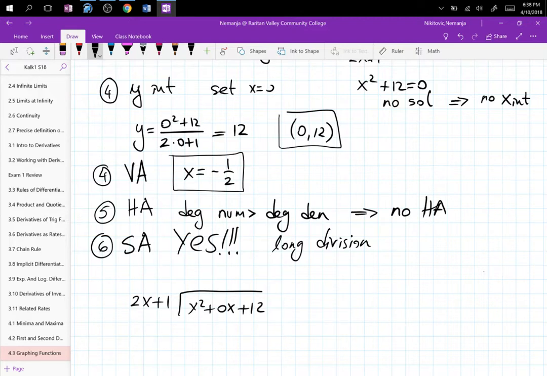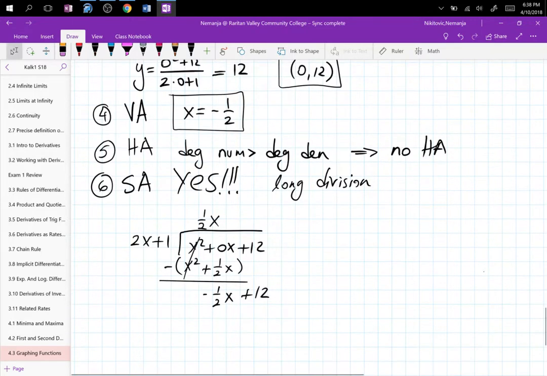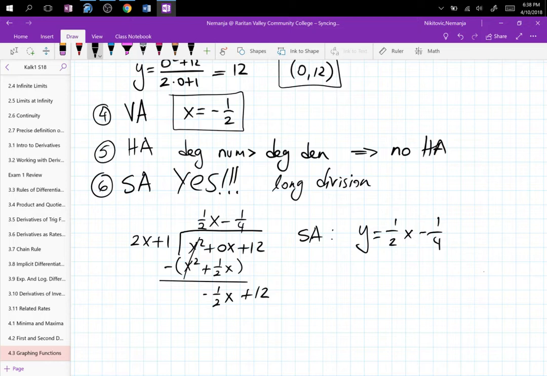So now 2x into x squared goes 1/2 x times. When you multiply it back, you get x squared plus 1/2 x. And then you're supposed to subtract this. So what you get is negative 1/2 x, and then you drop 12 down. 2x into negative 1/2 x goes negative 1/4 times. You don't have to multiply back because you're already done. Slant asymptote, y equals 1/2 x minus 1/4.